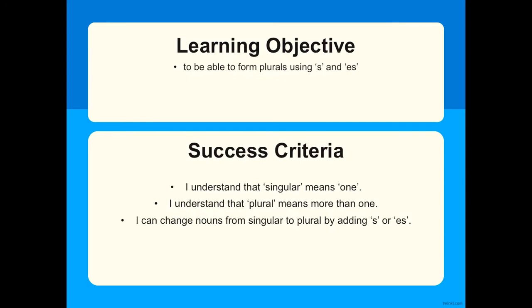So our learning objective is to be able to use the plurals with s and es at the end of the words. We're going to understand that singular means just one thing, plural means more than one thing, and then you're going to have a go at changing nouns from being in their singular form to their plural form. You'll know what I mean by this as we move through the learning.